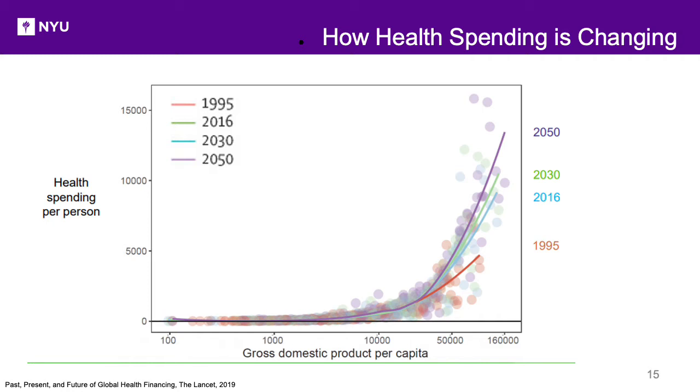Now, as people live longer, there's going to be an increase in spending on health per person. As we look at this chart, we can see that as people live longer, they're going to spend more on health. So, spending on health, looking at 1995, was less. And when we look at 2016, as more people live, there's going to be more spending on health. Same with 2030 compared to 2050.